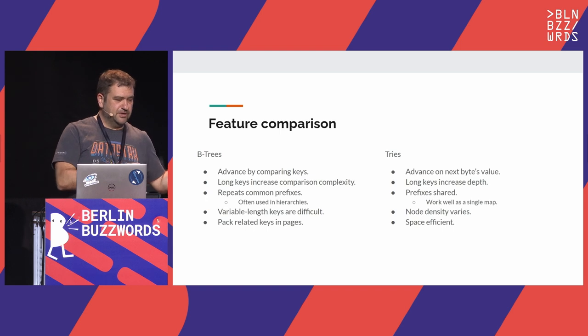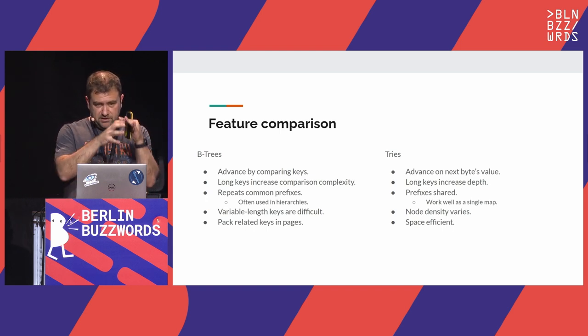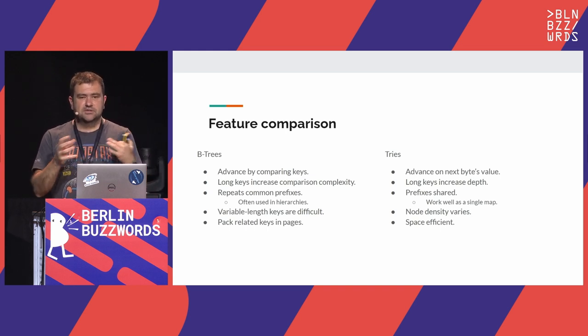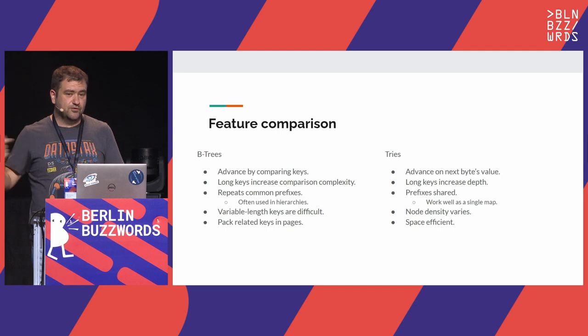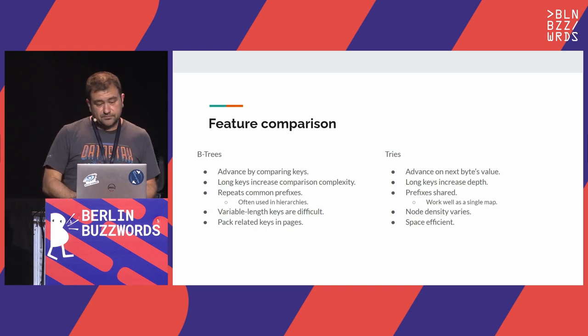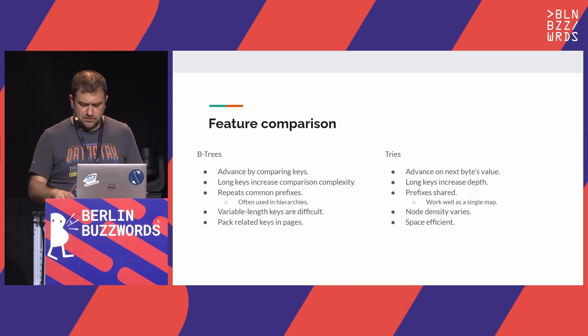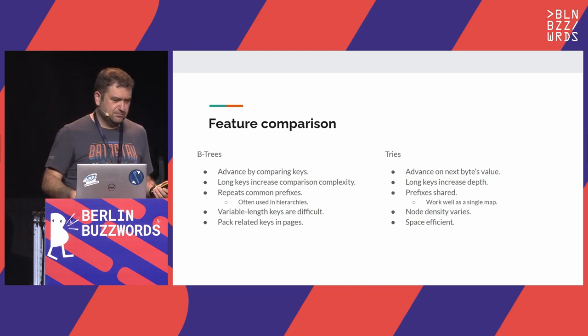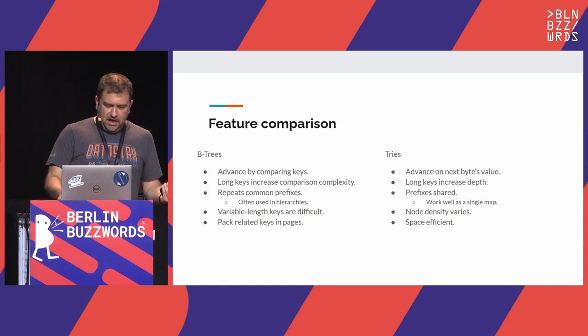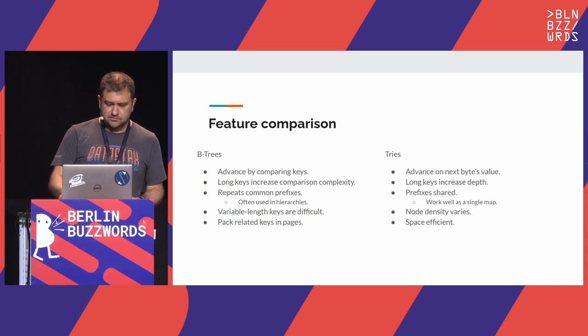B-trees solve this problem by taking quite a few keys and packing them into a single on-disk page and doing a bit of processing on this page before they have to move on to the next page, which is the main thing that makes them so efficient as on-disk structures. But the thing that tries have going for them is that they're space efficient, but this is only if you store them properly. If you use some naive method where you always have a dense map, this can also be lost. How can we improve tries to make them efficient?